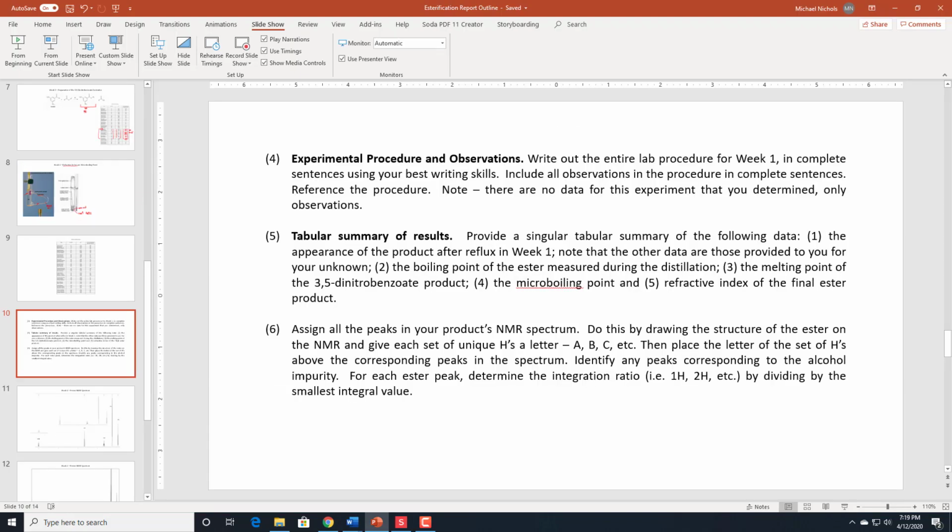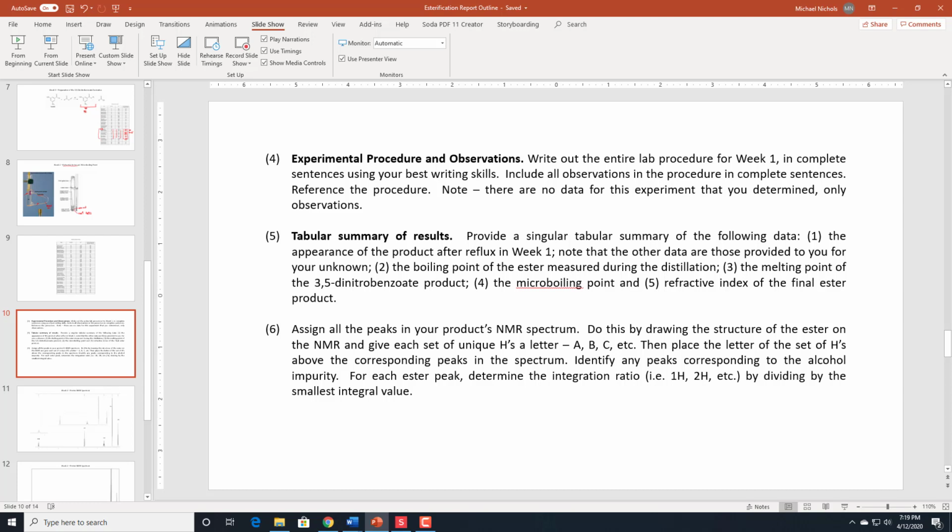Okay. So in terms then of writing out the experimental procedure and observations back to the lab report, what you would have done is write out the entire week one procedure, which was the distillation, and include all your observations. Unfortunately, there is no data for that part of the experiment because you just had the bottle and you most likely didn't measure the mass of the product, because you don't know what it is and you can't therefore determine the percent yield if you don't know what you're dealing with.